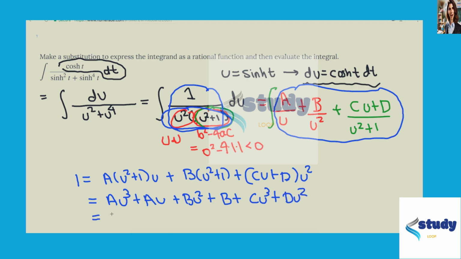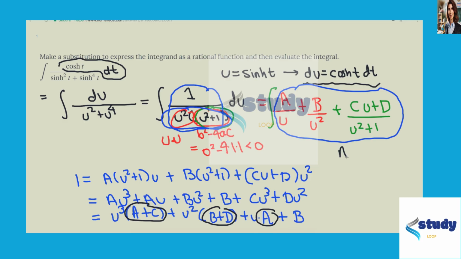And finally, let's combine like terms. So let me pull out a u cubed, a plus c, pull out a u squared, b plus d, pull out a u, we're just left with the a, and then the constant term left over is b. So looking at the left-hand side, there's no u cubed, there's no u squared, and there's no u. That tells us that a plus c, b plus d, and a are all 0. So there we also get that c is 0 using the first equation.